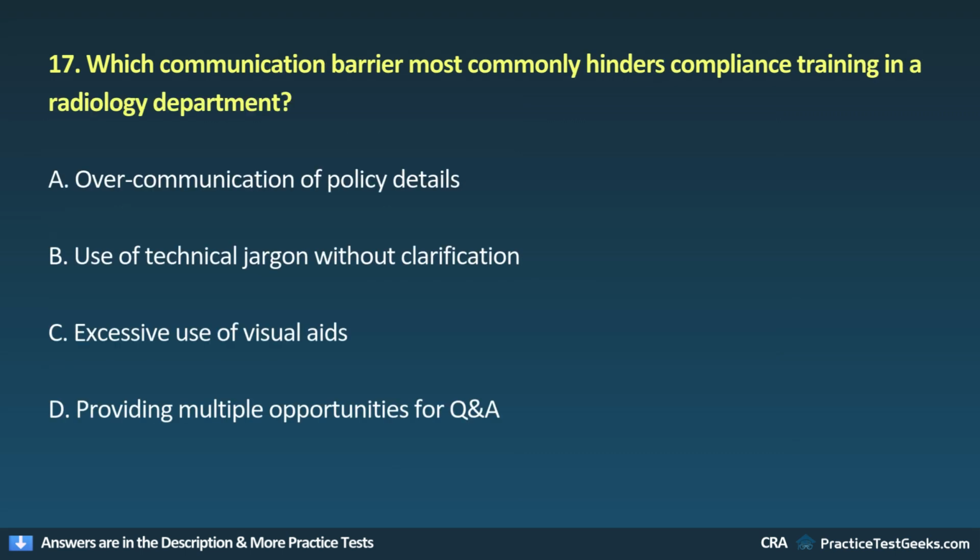17. Which communication barrier most commonly hinders compliance training in a radiology department? A. Overcommunication of policy details. B. Use of technical jargon without clarification. C. Excessive use of visual aids. D. Providing multiple opportunities for Q&A.